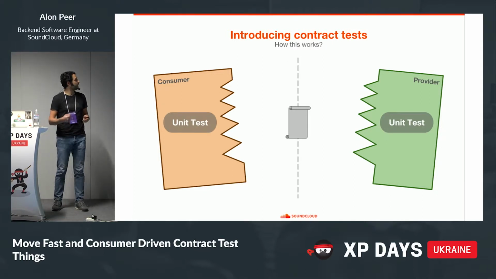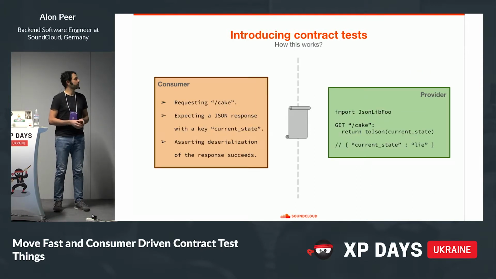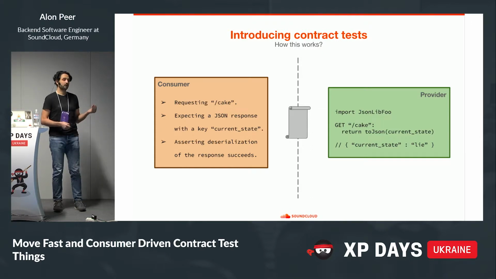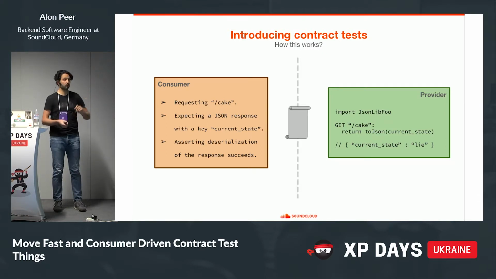So if I go back to that example I've shown before, on the consumer side, we're going to say, okay, I'm going to make a request to that endpoint cake. I expect a JSON response with the key current_state. So far, this is just my expectation from the provider service. And now I can go ahead and write my test. My test will make an assertion that I'm actually deserializing the response correctly, looking at the status code and the payload and so on. So the first part is the expectation, and the second one is the actual test on the consumer side.